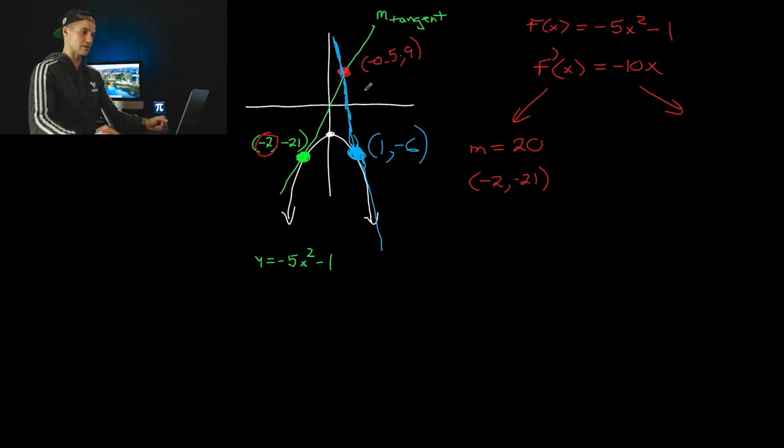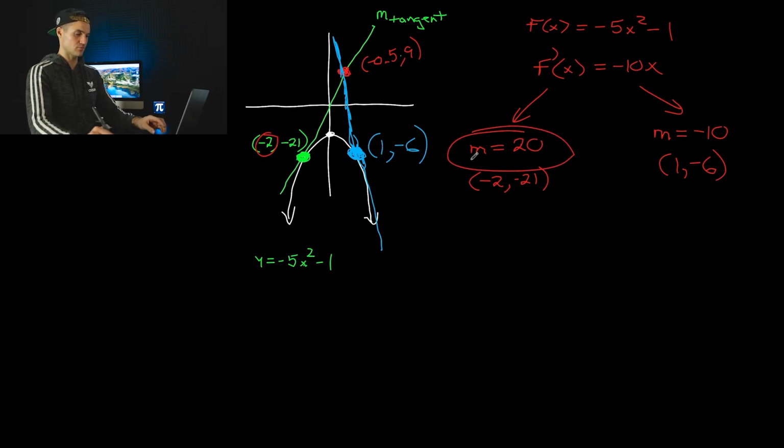And then this blue line here, if I plug 1 into the derivative, f prime of 1, that's going to give us negative 10. Okay, and that tangent contains the point 1, negative 6. Or negative 0.5, 9 you could use here as well. And notice that the signs of the slopes also correspond with our diagram, right? This green line here has a positive slope, which we got as positive 20. This blue line here has a negative slope, and we got a slope of negative 10. So far it's looking like it's making sense.